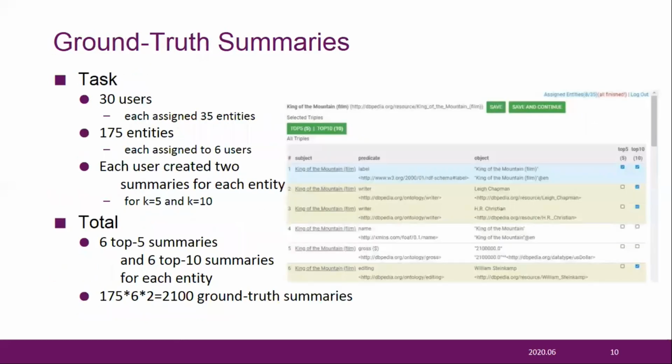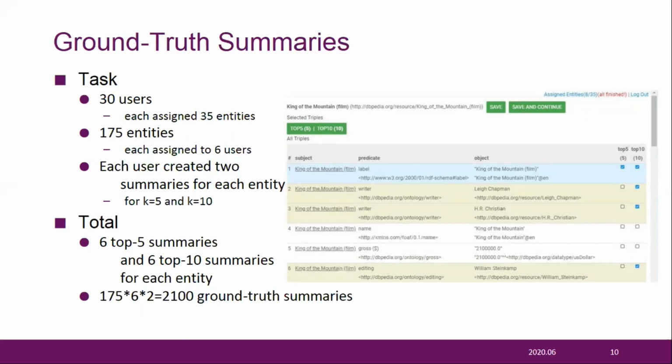We invite 30 researchers and students as users to create ground truth summaries for the entity descriptions of 175 entities which we sampled for the benchmark. Each user is assigned 35 entities, and each entity is assigned to 6 users. We let each user create 2 summaries for each entity, one containing 5 triples called top 5 summary, and the other containing 10 triples called top 10 summary.